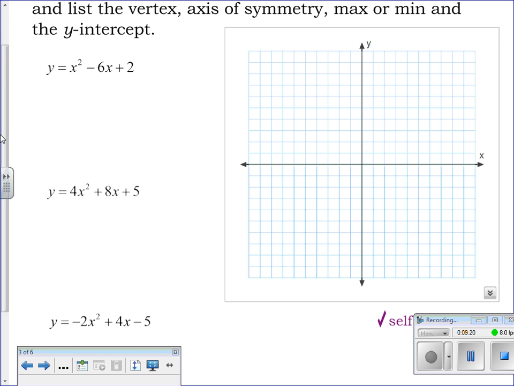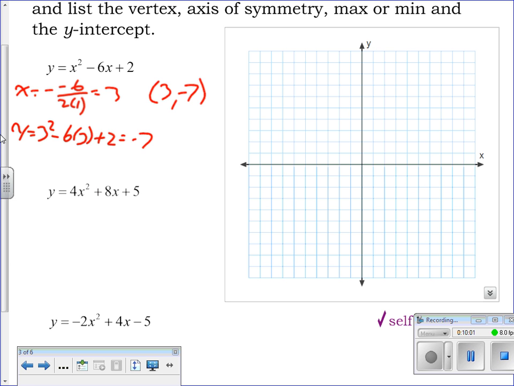Y-intercept is really easy to find on these. So the first thing you do, minus b over 2a. So x equals minus -6 over 2 times 1, which is 3. So 3 is the x-coordinate of my vertex. The y-coordinate, take 3, plug it in for x. Y equals 3 squared minus 6 times 3 plus 2. 3 squared is 9. 6 times 3 is 18. 9 minus 18 is -9. -9 plus 2 is -7. So my vertex is 3, -7.